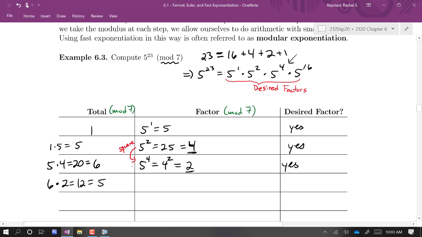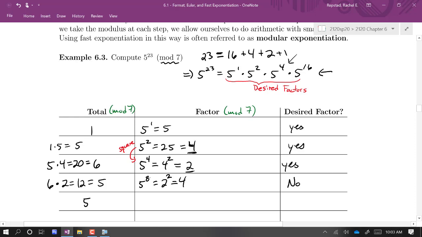Now I'm going to double the exponent again, because my new factor I'm going to square, so this will be 5 to the 8th. And I get it by squaring the previous result, so that's 2 squared, or 4. And 4 is already reduced mod 7, so I don't have to run that through the program or calculate it. This is not a desired factor. It's not on our list up here, so that means that our total holds at 5.